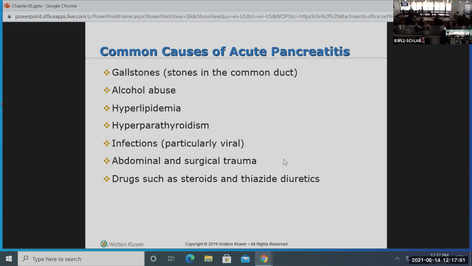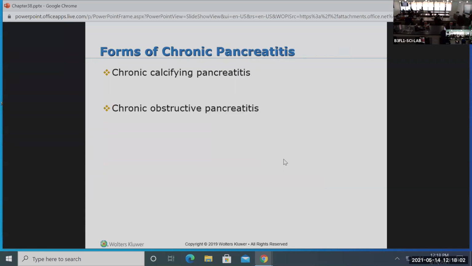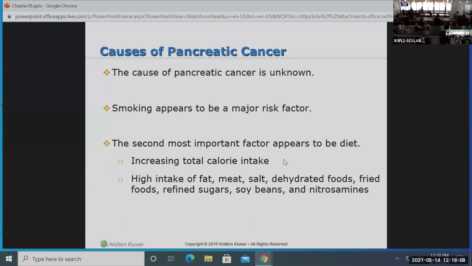Infections after abdominal surgery, and some steroids and thiazide diuretics. Okay, so other forms are chronic pancreatitis and pancreatic cancer. It's very painful.